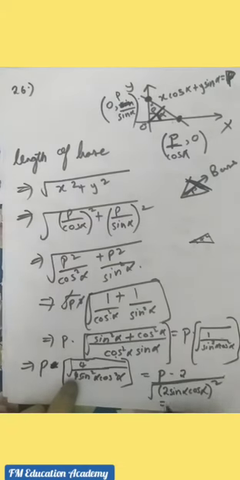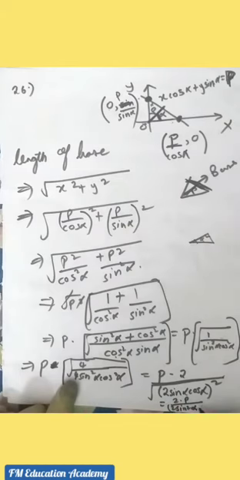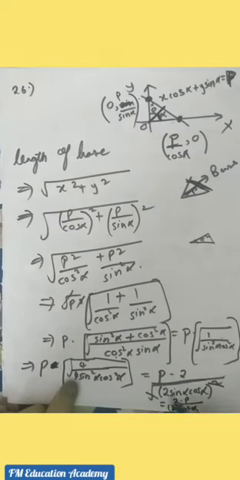And in 11th standard you will have a formula: 2 sin alpha cos alpha is sin 2 alpha. So we have sin 2 alpha whole square. And here root and square will get cancelled. So we have 2p by sin 2 alpha. This is the value of the length of the base.